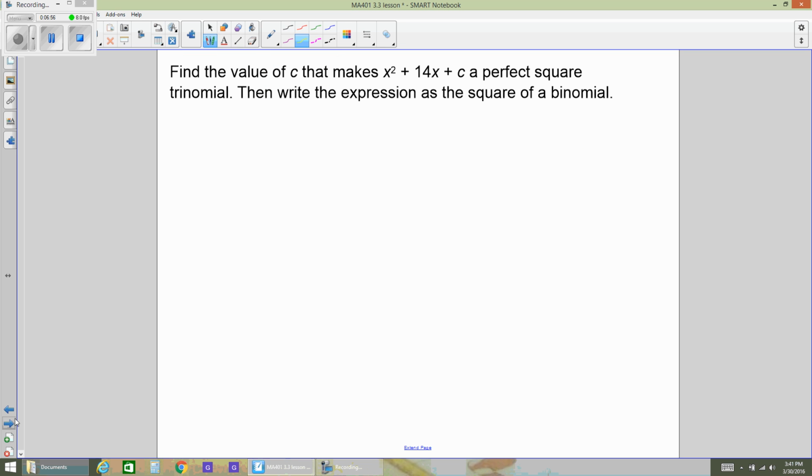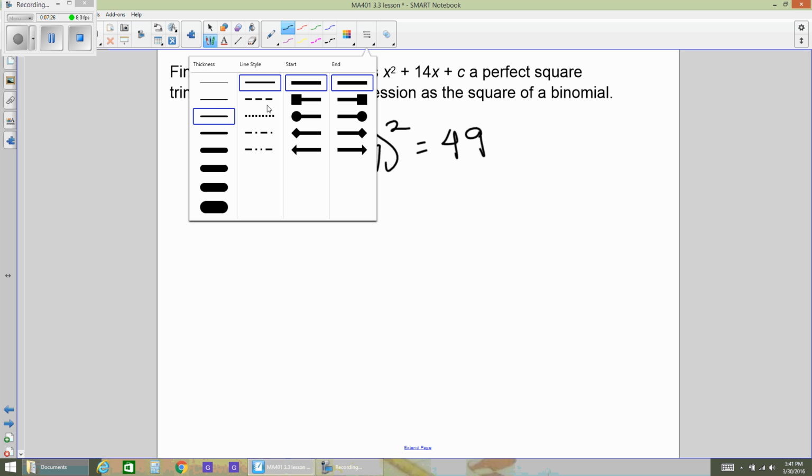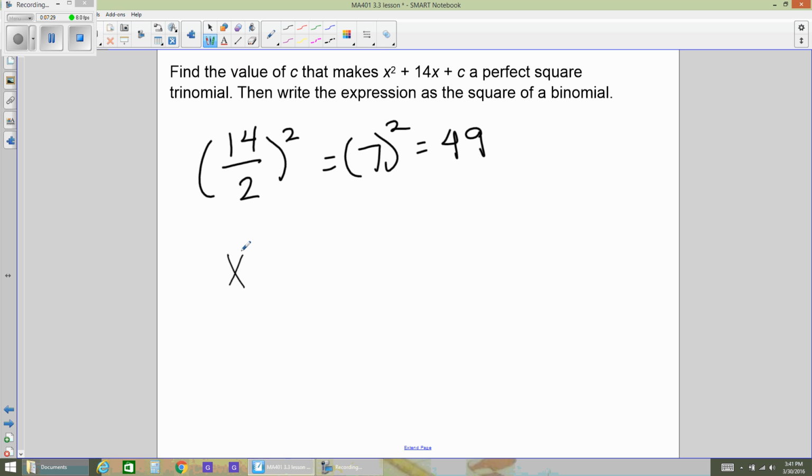Let's try this. It says find the value of c that makes x squared plus 14x plus c a perfect square trinomial. Then write the expression as a square of a binomial, so pretty much factor it. All right, so the b value is 14. Half of 14 squared is what I need, so 7 squared is 49. So what that means is I have x squared plus 14x plus 49. That is a magical perfect square trinomial.